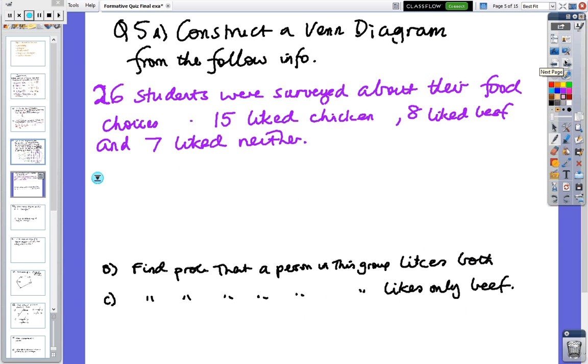Okay, so now we're looking at Venn diagrams. So we've done these before. Okay, this is about food. It could have been about anything. And then use the Venn diagram to answer the questions underneath. Okay, when you're ready, come back.